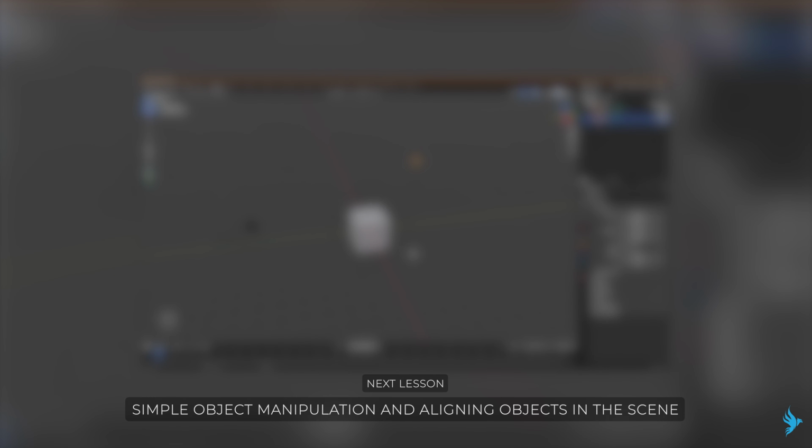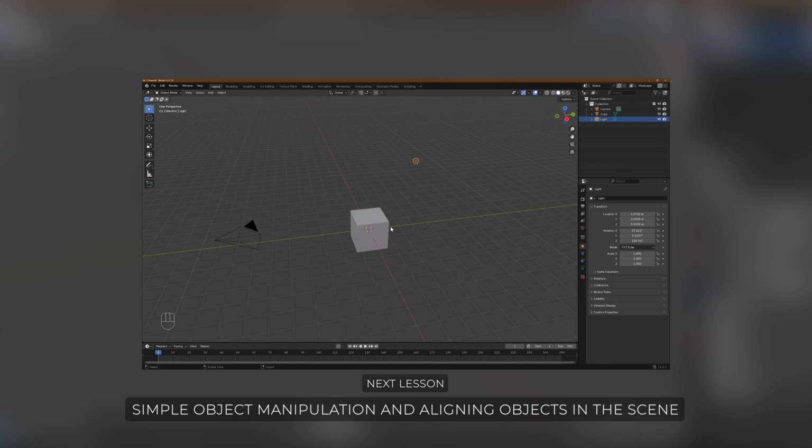That's everything for this video. I would say you should try adding in each mesh and just taking a look at it. In the next video, we're going to talk about how you can align your objects in the scene.